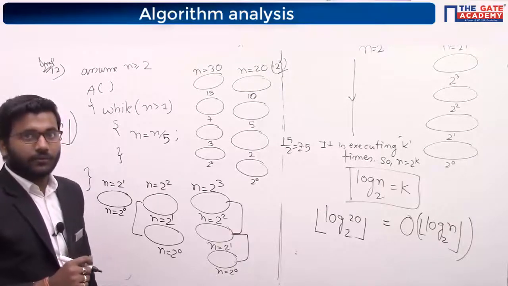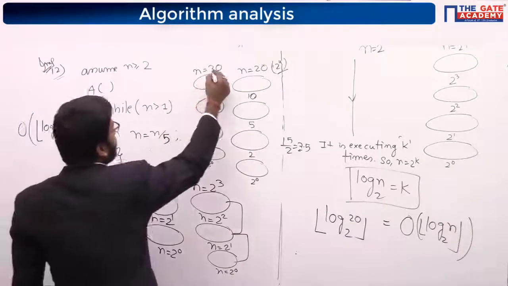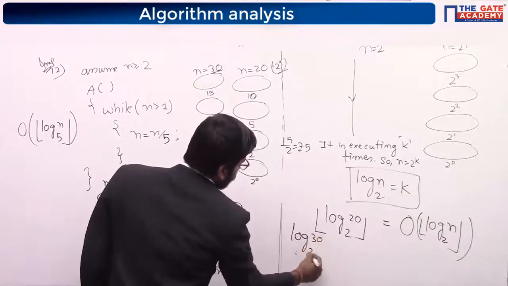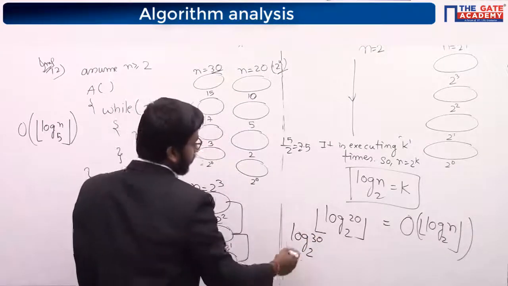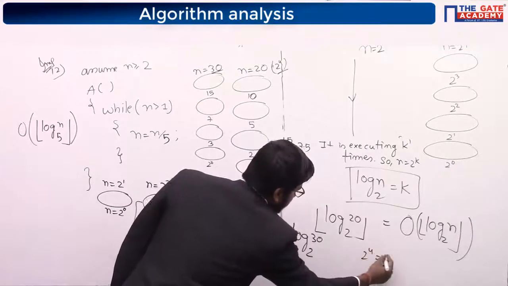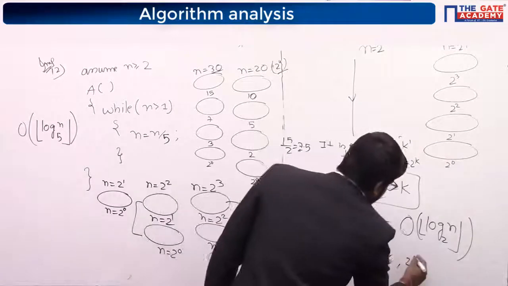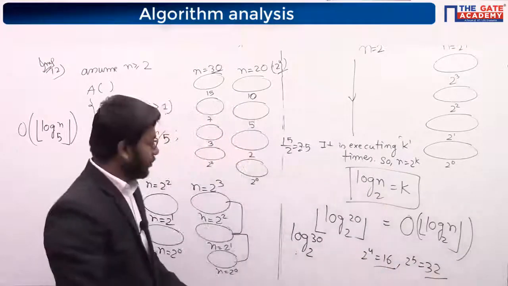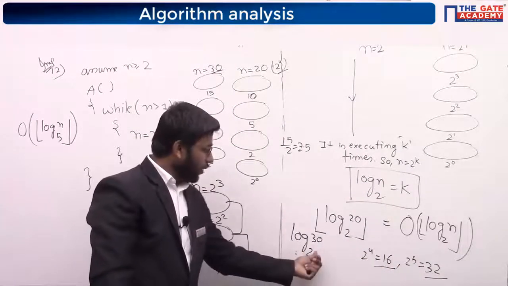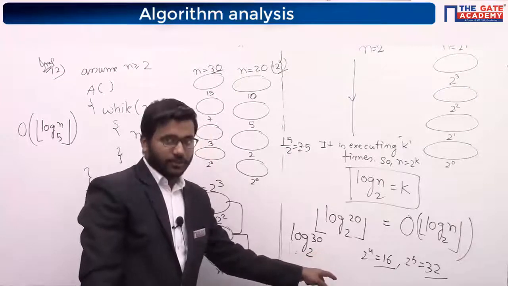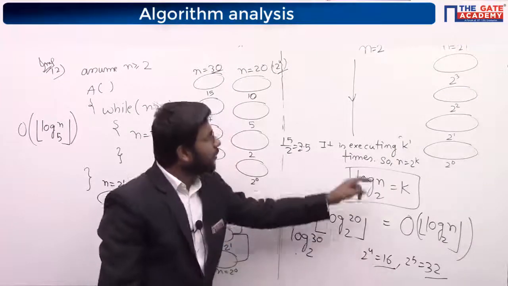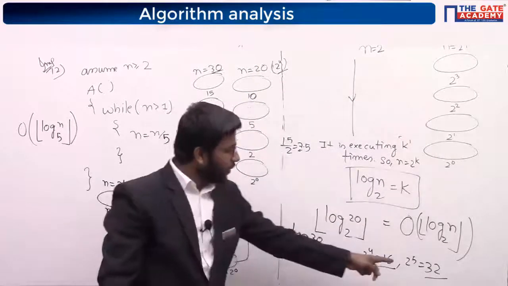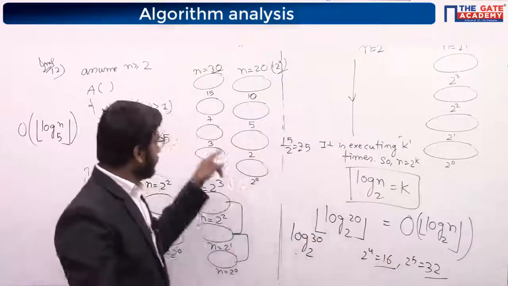Why did I write floor? See, log 30 base 2. 2 to the power 4 is 16 and 2 to the power 5 is 32. So if you take 4, then it is 16 only. Whatever is in the power, we assume that it is executing k times. So whether it is 5 times or 4 times, it is executing 4 times.